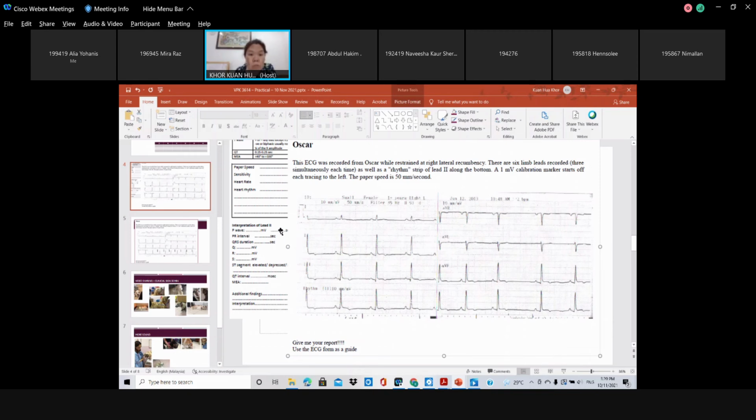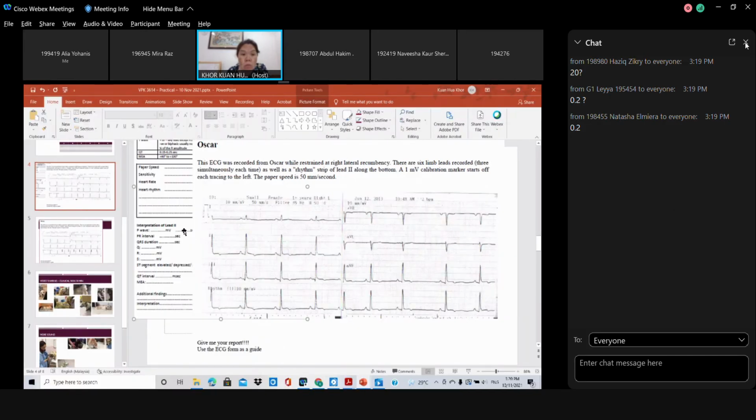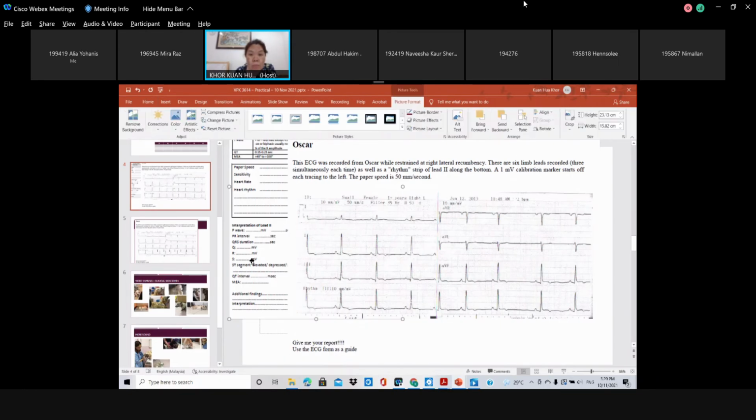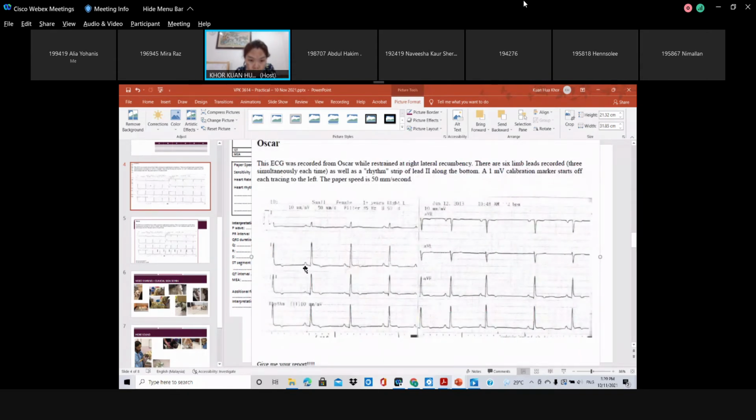What is the duration? So if this paper speed is 50 millimeter per second, what do you feel inside here? What is the duration? Roughly, how many boxes do you think it is? How many boxes do you think it is? Come, somebody just shout. 1 box or maybe 2 boxes. Okay, let's say it is 2 boxes. So if this is 50 millimeter per second, this one is about what? What is the duration?